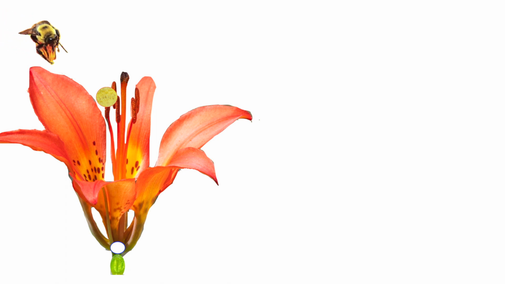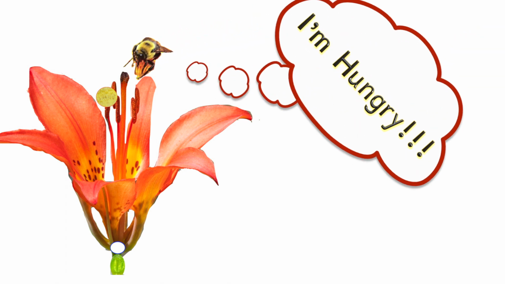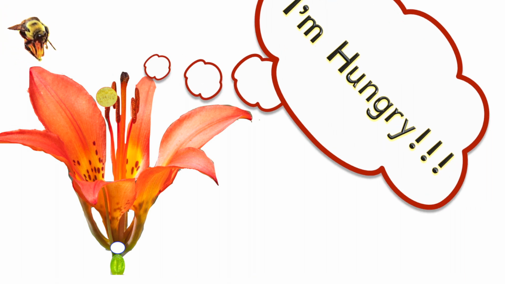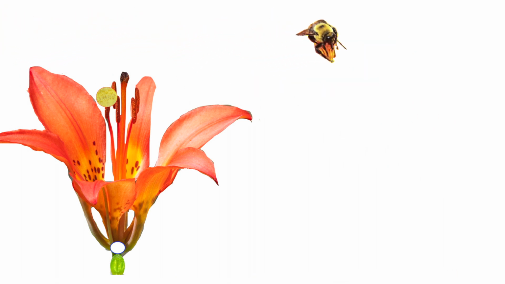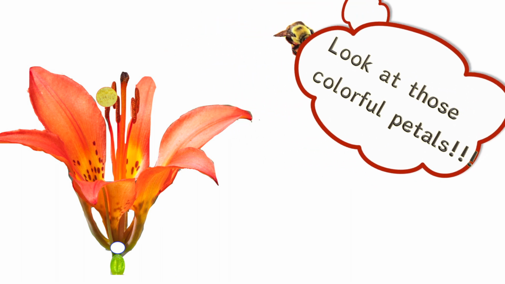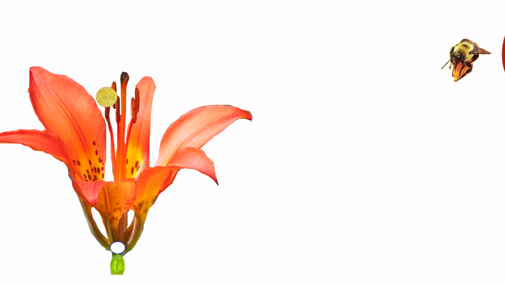Once upon a time, a bee was flying all around. As the bee flew around, the bee started to get hungry. And as the bee got hungry, the bee started to look for some food. There were no signs out that said, "Hey bee, come get some food," but the bee did notice some colorful petals. As the bee noticed the colorful petals, the bee decided, maybe I should go and check them out. And so the bee went to check out the colorful petals.